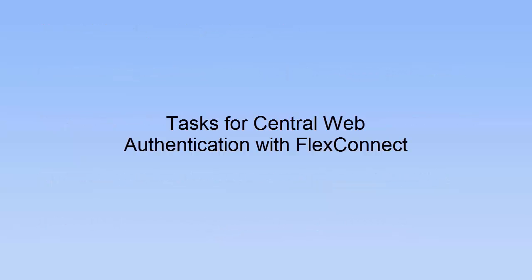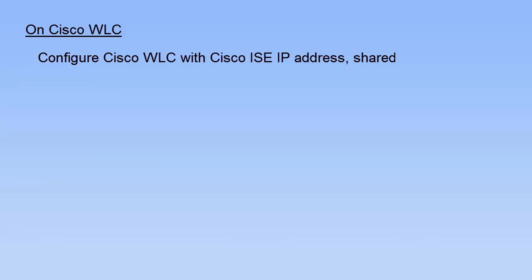Here is an overview of tasks for Central Web Authentication. For ease of use and understanding, each of these steps are described in individual videos that make up a series. First, Cisco WLC is configured. Configure Cisco WLC with Cisco ISE IP address, shared secret, and other information.